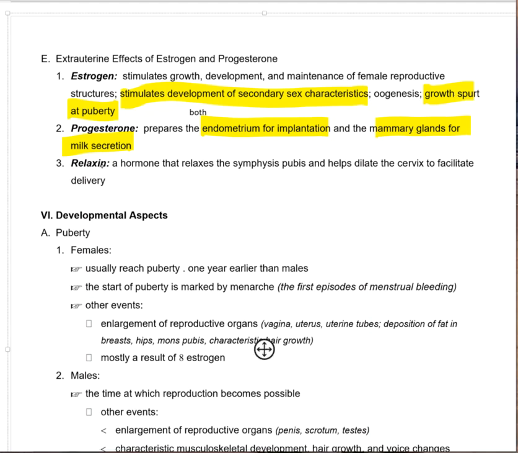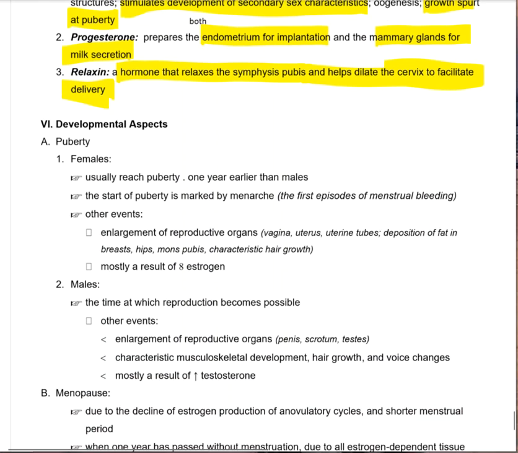And then relaxin, which is a hormone we didn't talk about, but I'm going to mention it now, is a hormone that relaxes the symphysis pubis. Remember, that's the cartilaginous joint that's between the two pubic bones in the front, and it also helps dilate the cervix to facilitate delivery. So that's interesting about that hormone.